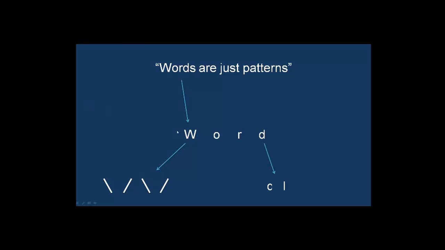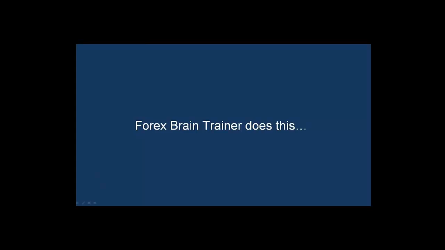But you can see here how a W is just four lines glued together. And we look at that and we associate a sound with it. Now, we're not born with that ability. We learn to recognize the pattern. And we now know it so well, all we have to do is point our eyes at it, and the meaning just comes to us automatically. So Forex Brain Trainer does this, but with Forex candlestick patterns. But how does it work exactly?